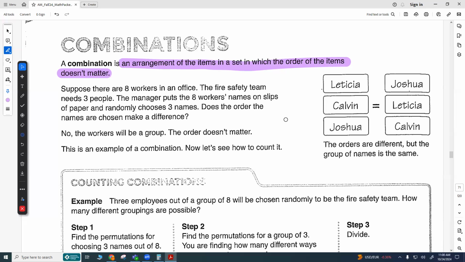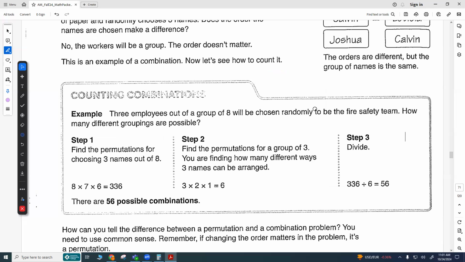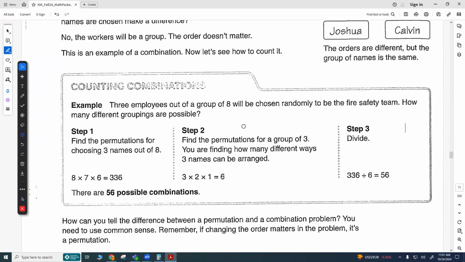Okay. So the order doesn't matter, right? We could have chosen Letitia, Calvin, and Joshua, but we could have also chosen Joshua, then Letitia, then Calvin, and it would have worked out the same. So for these combination problems where order doesn't matter, that's always our first thing to work out: is this a permutation and order matters, or is it a combination and it doesn't?